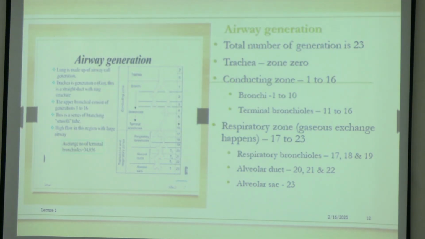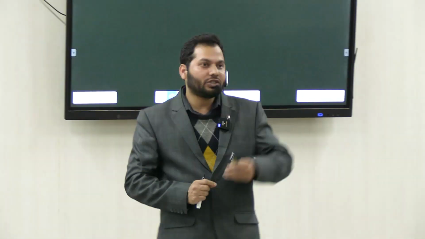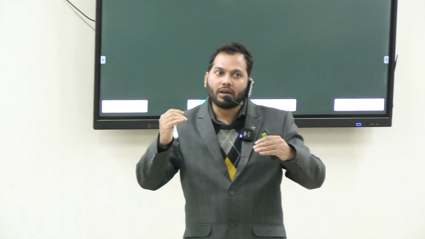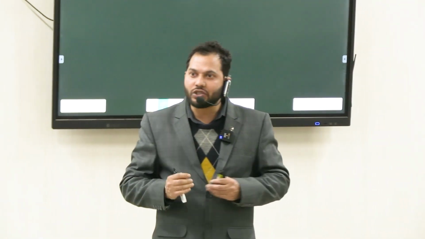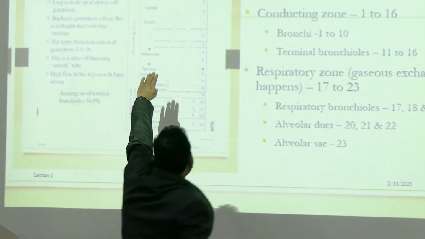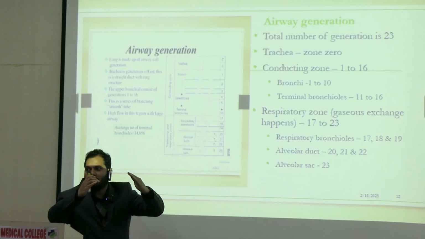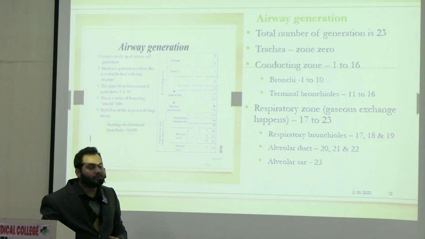In this conducting zone, what are the most important airways? The most important is the bronchi, that is generation 1 to generation 10. Generation 1 to generation 10 are the bronchi. And terminal bronchioles is from generation 11 to generation 16. It means the conducting zone, you can see from here, the trachea, the upper wall, is generation 0. After that it branches, called primary bronchi. So as I mentioned, the conducting zone is composed of a total of 16 generations.